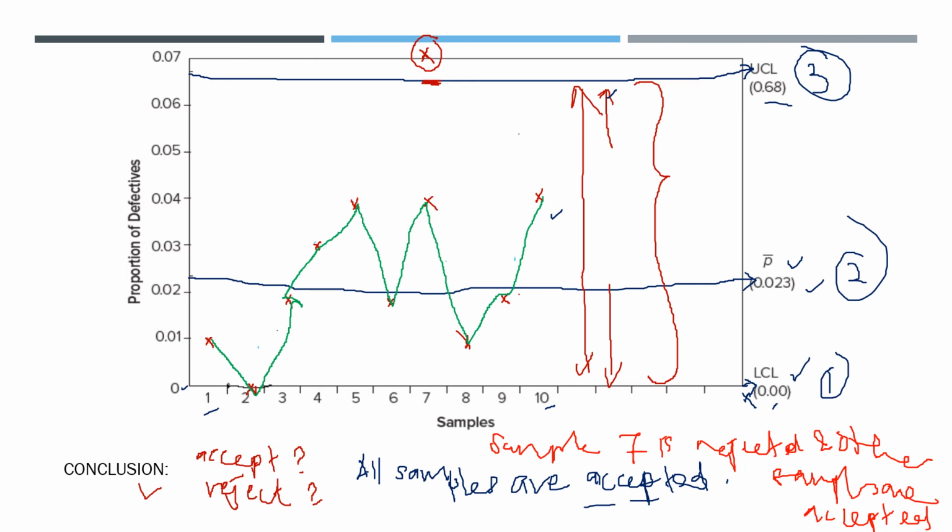Okay, so that is how we construct a control chart and come up with a conclusion or decision related to the samples. So with that, that's all for this chapter. And thank you.